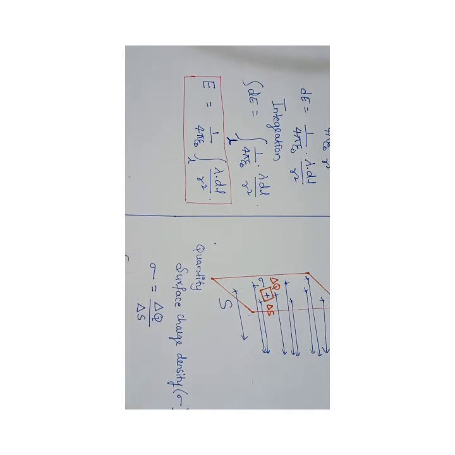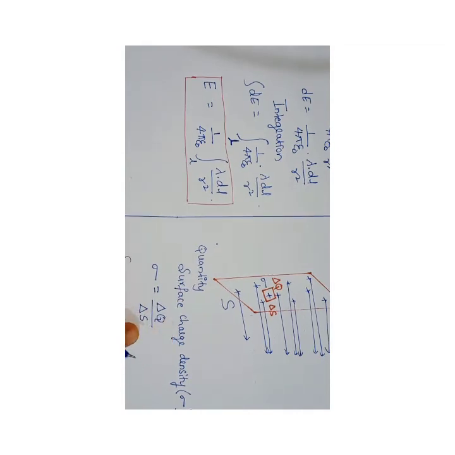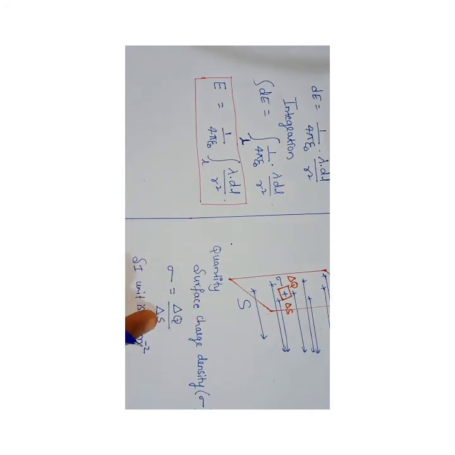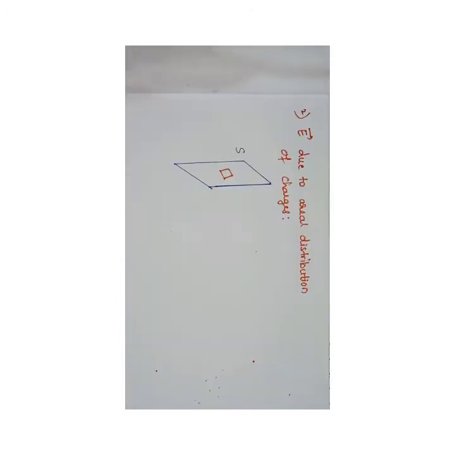So you can just write the definition also. Charge per area is called surface charge density. Its SI unit is coulomb per area, that is C m to the minus 2. So this is areal distribution. Now we will find the electric field due to this surface, that is, the electric field due to areal distribution of charges.